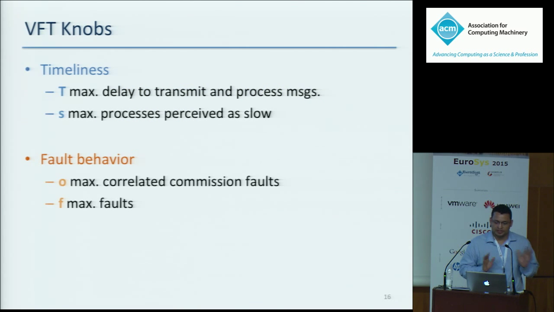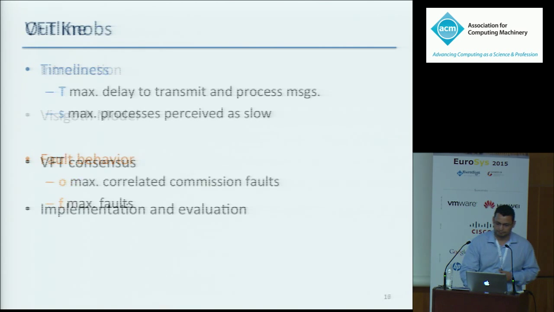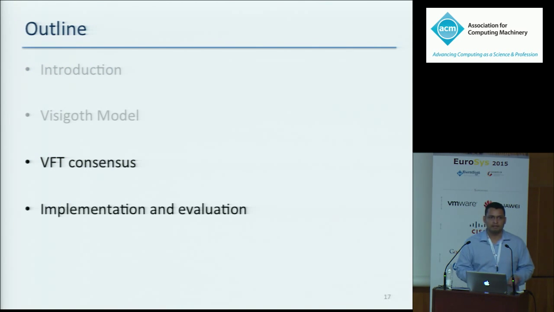So to summarize the parameters of the Visigoth model, there is a parameter t, which is the max delay to transmit and process a message, but it does not need to hold all the time. There is a bound s, on the max number of processes that can be perceived simultaneously as slow, which means that the messages are not received by the time t. There is a bound on o, which is the max correlated commission failures that you are allowed to have, and a bound on f, which is the maximum number of faults. So next, I will talk about how we apply VFT in practice and show you some results.